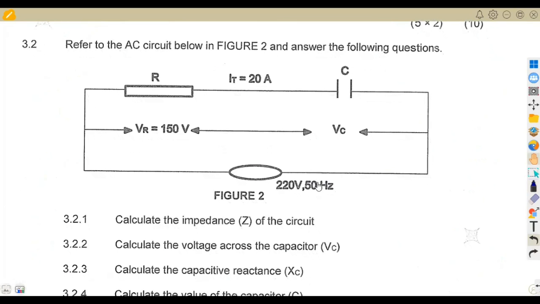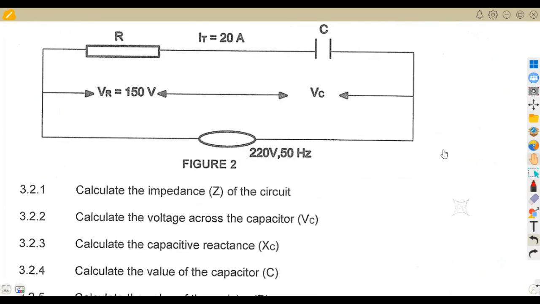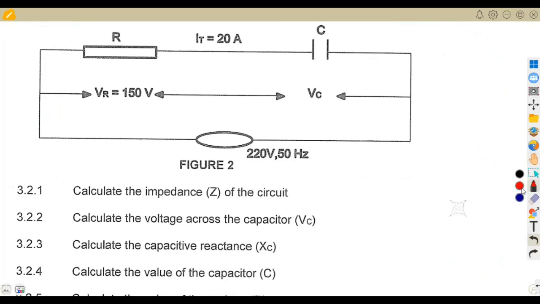3.2, refer to the AC circuit below in figure 2 and answer the following questions. All right, so we've got an AC circuit. Let's try to analyze it and see what's happening here. We've got resistance and capacitance only, so this one can be easier. Then we are given the total current, the voltage across the resistor, and the total voltage and the frequency. The voltage across the capacitor is not given.